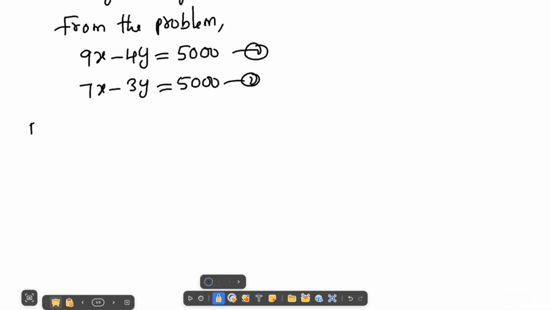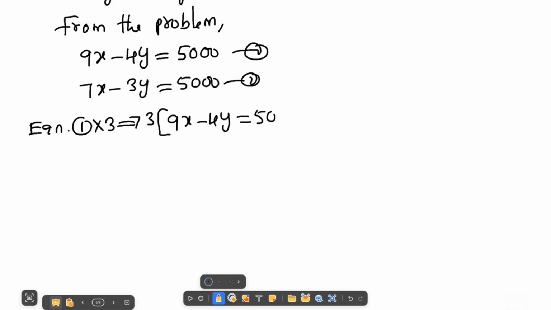So for that, what we have to do? Equation 1, we have to multiply with 3. Let's multiply equation 1 with 3 on both sides. So 3 of 9x minus 4y equals 5,000.